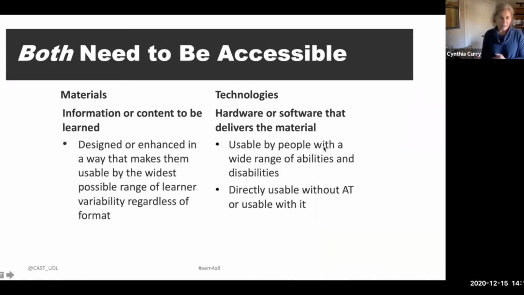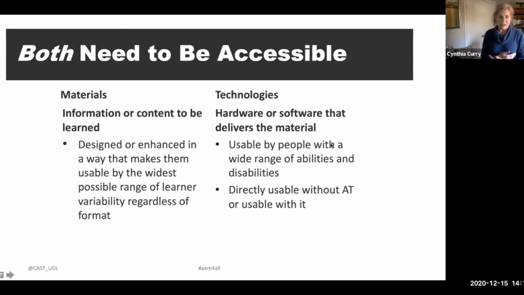And a way to think about that is to separate the two. The materials are the information or the content that students are learning, whether it's a website, a video, or an ebook, and all of those materials can be designed or enhanced in a way that makes them accessible to the widest range of learner variability. So there you have your UDL. And then the technologies are the hardware and software that deliver the material. So that's your learning management system, that's the video player, that's the design of the ebook. So it's what delivers the material. They need to talk to each other. If the material is designed to follow the Web Content Accessibility Guidelines, but the technology isn't compliant with Section 508, they're not going to be interoperable.